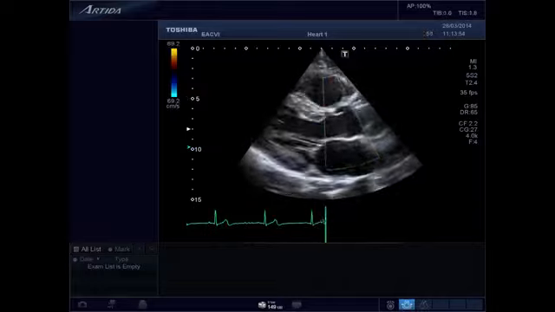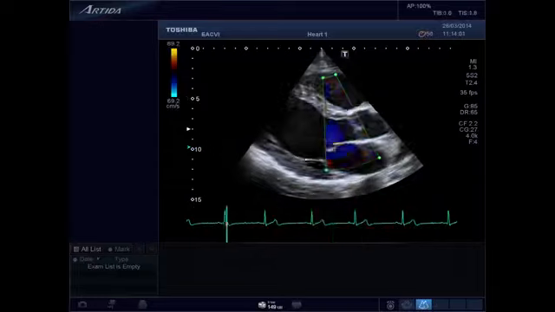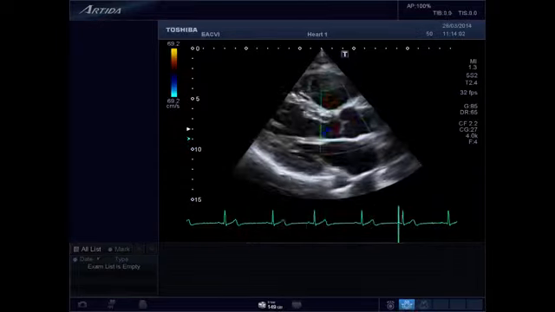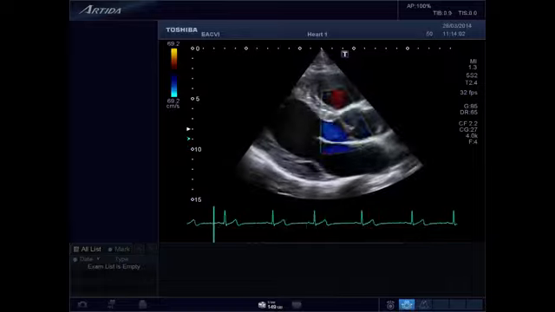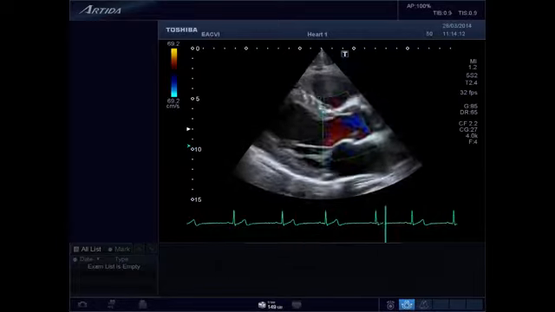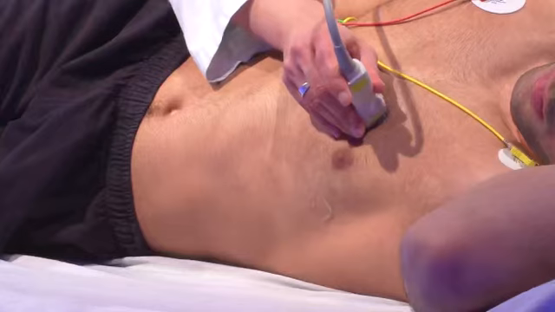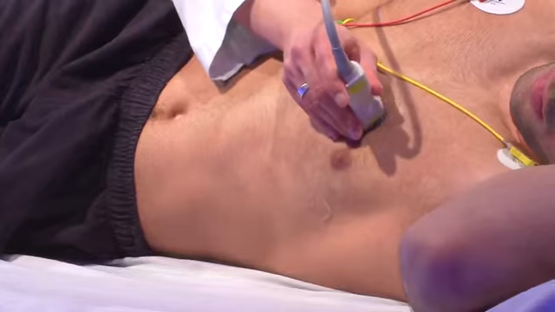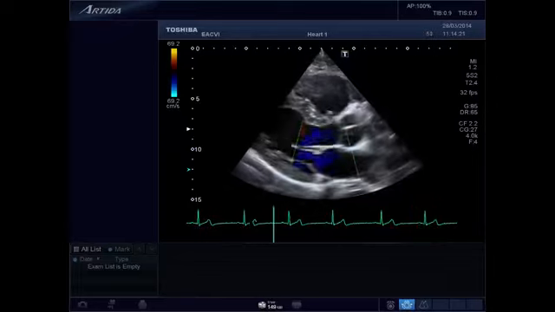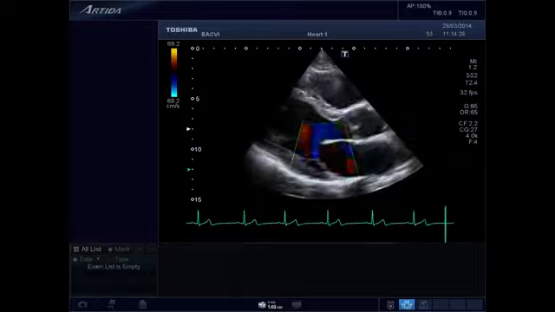So I will put the color box on the valve and reduce the size in order to look for an aortic regurgitation. And then I will move to the mitral valve in order to see if there is a mitral regurgitation. I can tilt a little bit the probe in order to assess the whole mitral valve.